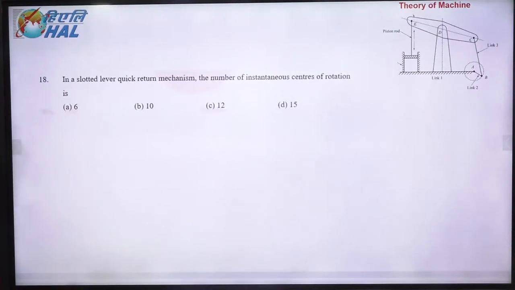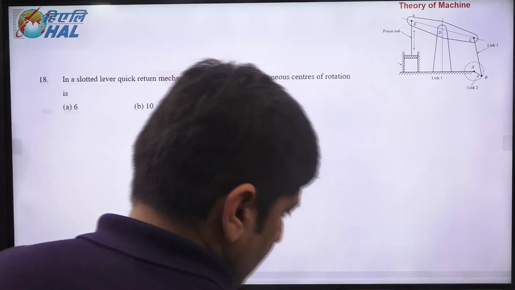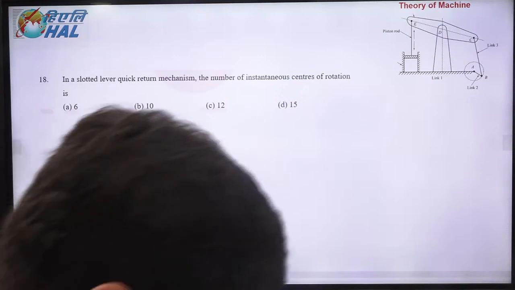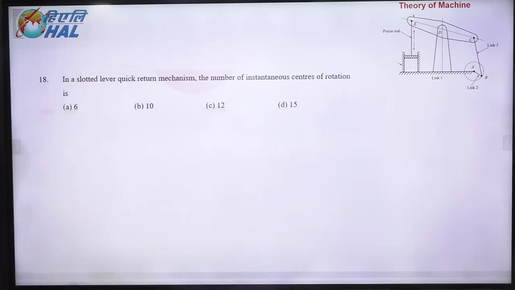In a slotted lever quick return mechanism, how many instantaneous centers are there? Tell me. How many instantaneous centers in this? In a slotted lever quick return mechanism, number of instantaneous centers of rotation.